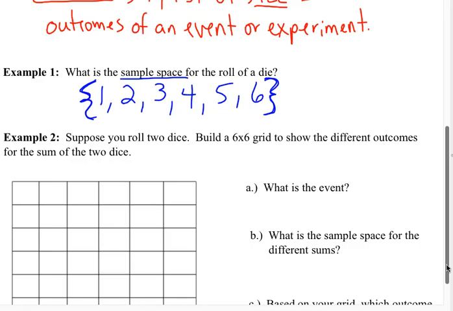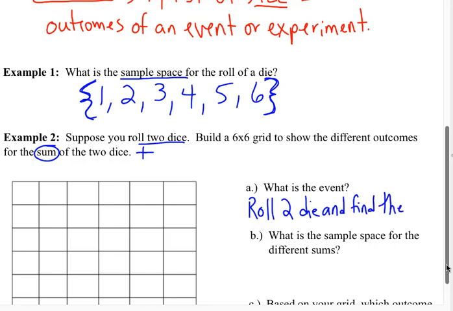Example 2, suppose we're going to roll 2 dice. Okay, so what does that mean? Our event is we're going to roll 2 dice. And if you continue reading, it says we're going to build a 6x6 grid to show the different outcomes for the sum of the two die. Remember, sum means add. So for part A here, what is the event? We're going to roll 2 die and find the sum. That is what is happening.